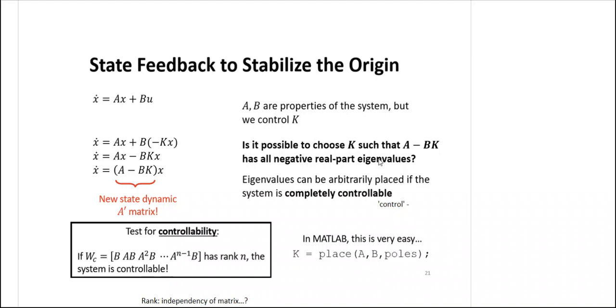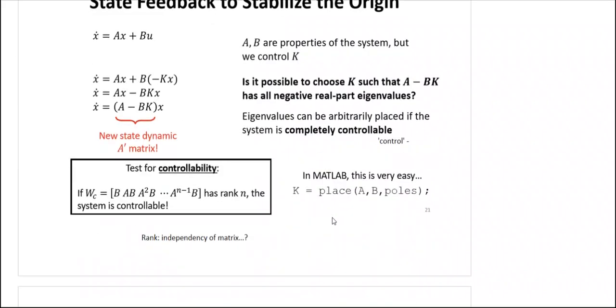So is it possible to choose k such that A minus Bk has all negative real part eigenvalues, and they can be arbitrarily placed if the system is completely controllable? Controllable means that we can drive the system to 0.